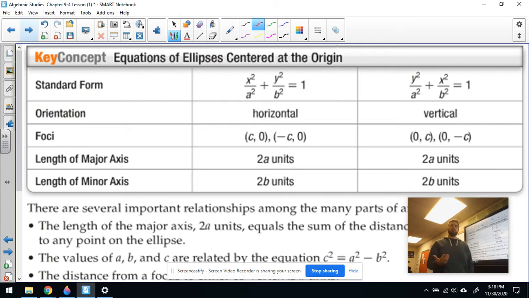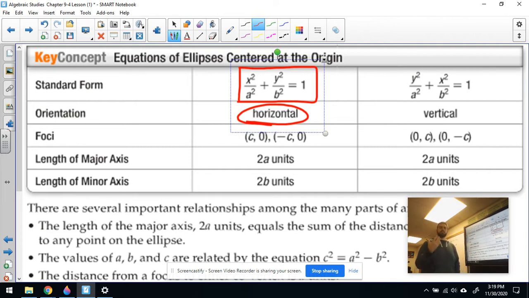First, the equation of an ellipse centered at the origin. Since we have two different versions, horizontal and vertical, we have two different standard forms of our ellipse. So we'll look at the first one, the horizontal version. In this equation I notice that I have x squared over a squared plus y squared over b squared is equal to 1. Now, what is a? Well, a is half the length of our major axis. So from the center to a, that's the value of a, right?